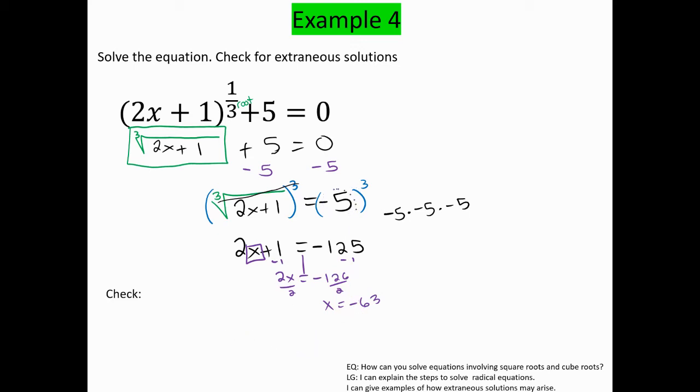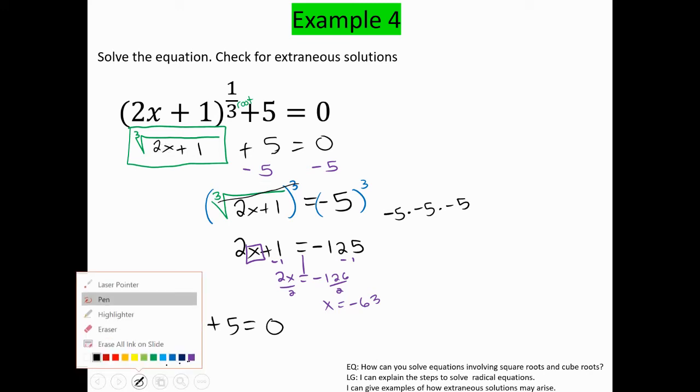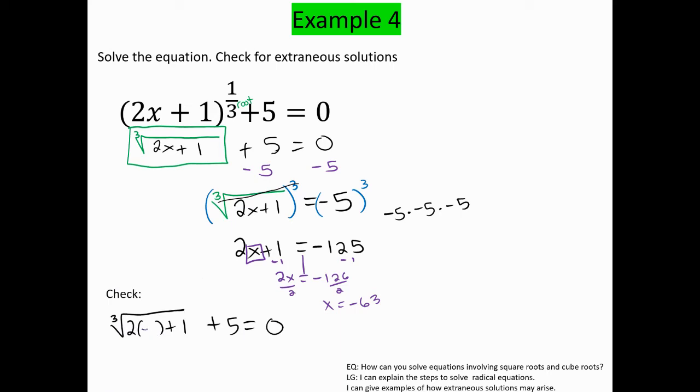Hey, I know yesterday when we squared a negative, it caused us to have extraneous solutions. What if it was cubed? What happens? So we need to check our answer. So I'm going to go ahead and rewrite it. I'm going to go ahead and use this equation. So I'm going to write cube root, I'm going to put 2 parentheses plus 1 plus 5 equals 0. So we need all of this to equal 0. And I just went ahead and put a blank spot where the x is. I know this is being multiplied, so that's why I use parentheses. I'm going to plug in negative 63.